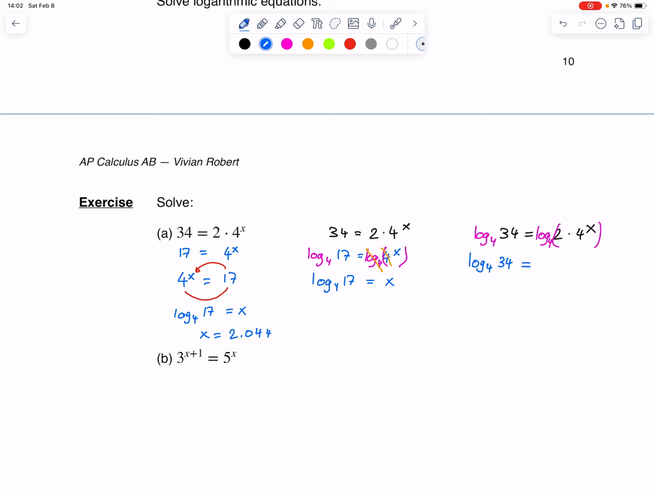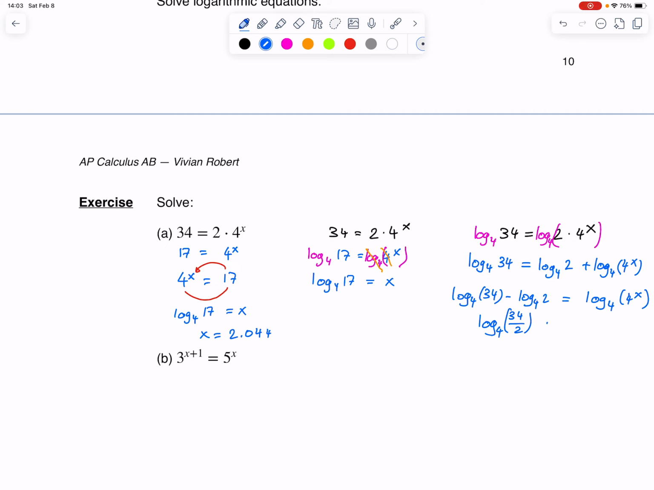So if we do that, we now have on the second line log in base 4 of 34 equals, and we can use one of the properties of logarithms, which is that log of a times b equals log of a plus log of b. From there, we can subtract log base 4 of 2. So we would get log base 4 of 34 minus log base 4 of 2 equals log base 4 of 4 to the x. You could calculate the left-hand side with your calculator, or you can use another property, which is that this is equal to log of 34 over 2 base 4.